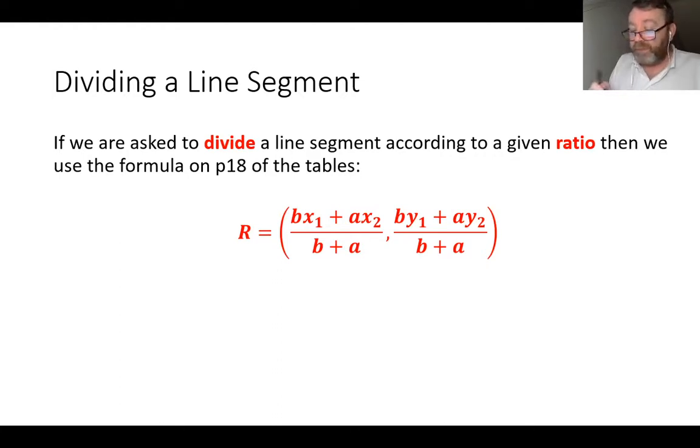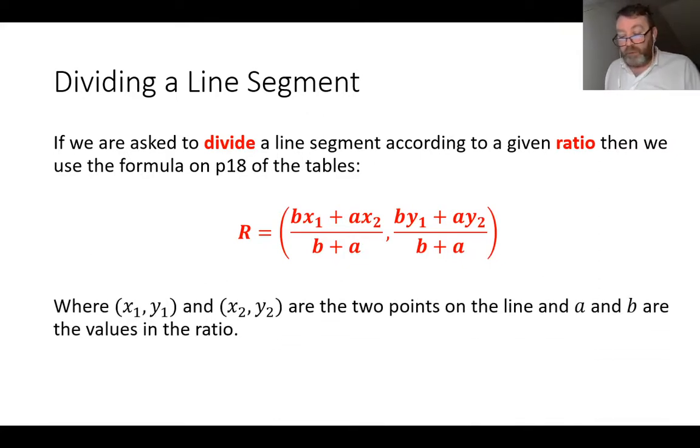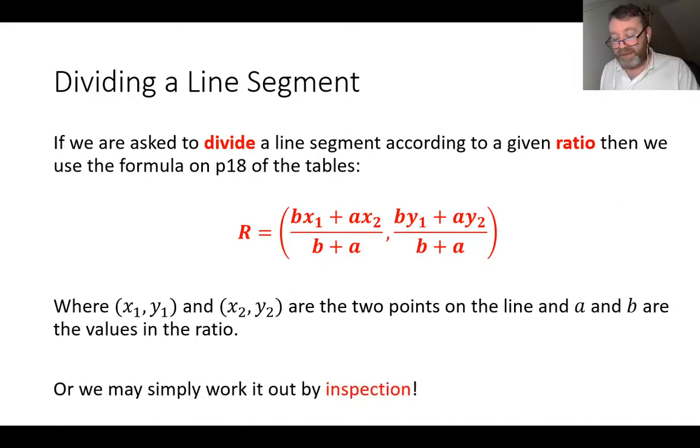Keep in mind x1, y1 is the first point on the line segment, x2, y2 is the other point on the line segment at the other end, and a and b are the numbers that are in the ratio. So you've got x1, y1, x2, y2, and then the ratio a:b as the numbers into which you've got to divide this particular line segment. So that's what we have there: x1, y1, x2, y2 are the two points on the line segment, and a and b are the values of the ratio.